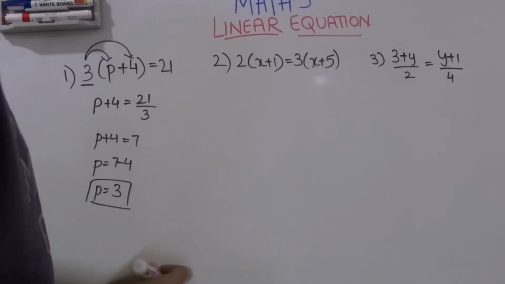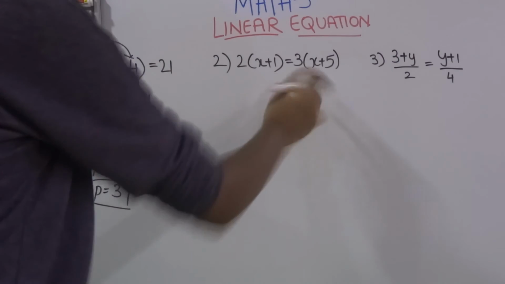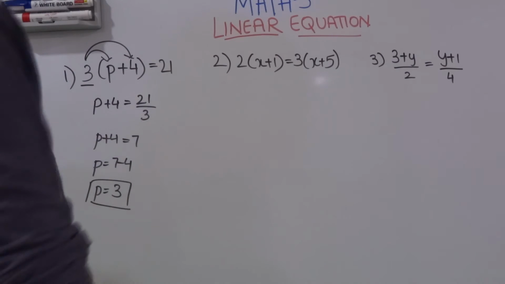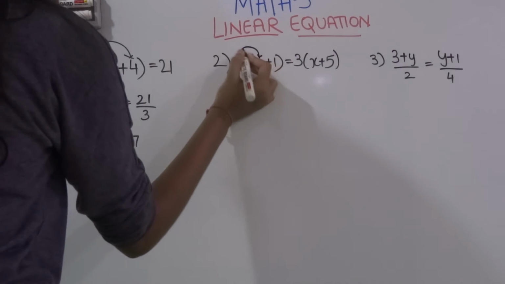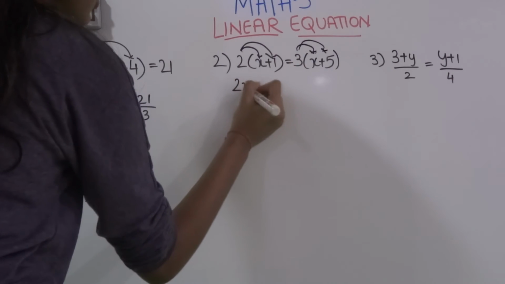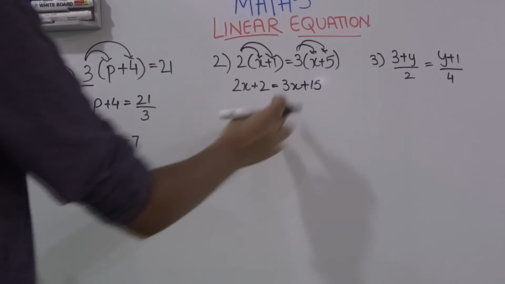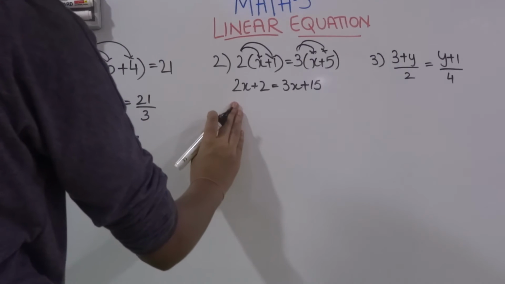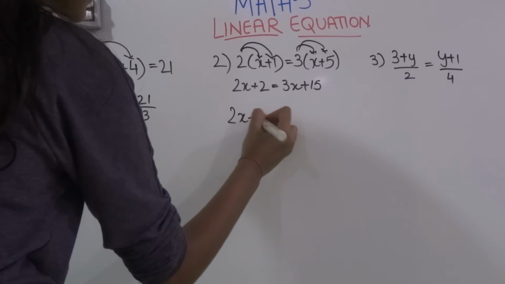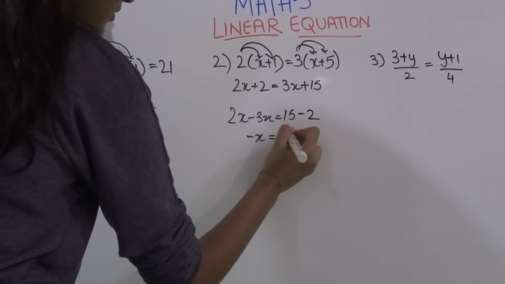Let's take a look at the second example. Now again there are two brackets. Either we open the brackets or we divide. But because 3 divided by 2 cannot give a whole number, we open the brackets. So we multiply 2 with x and 2 with 1, 3 with x and 3 with 5. That becomes 2x plus 2 is equal to 3x plus 15. Now again we put all the variable terms on the left hand side and the normal numbers on the right hand side. So it becomes 2x minus 3x is equal to 15 minus 2, minus x is equal to 13.